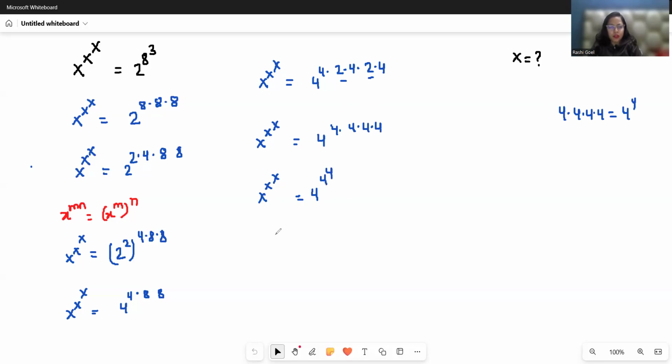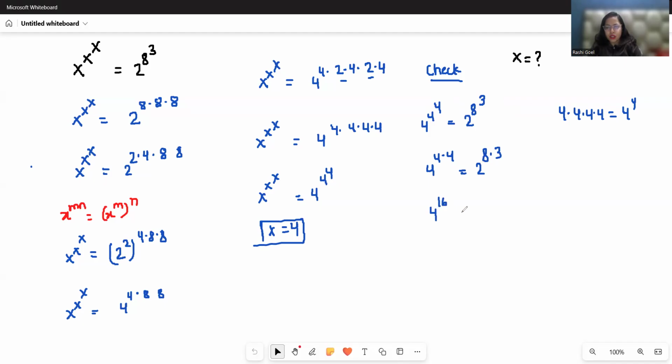Now if we compare both sides, the value of x is 4. Now let's check. 4^4 = 2^(8^3). So it becomes 4^4, I can write it as 4 times 4. Similarly 2^(8^3) as 8 times 3. This becomes 4^16 and this becomes 2^24.